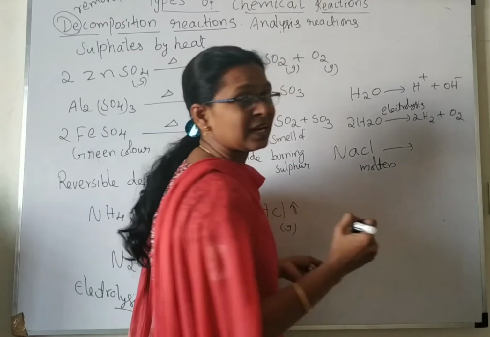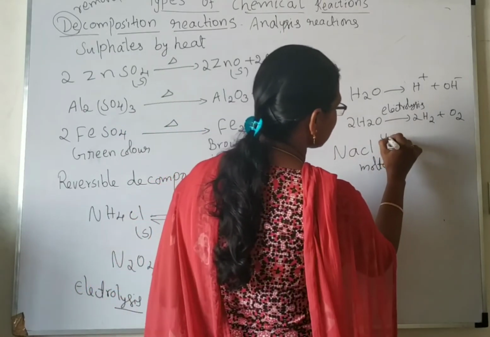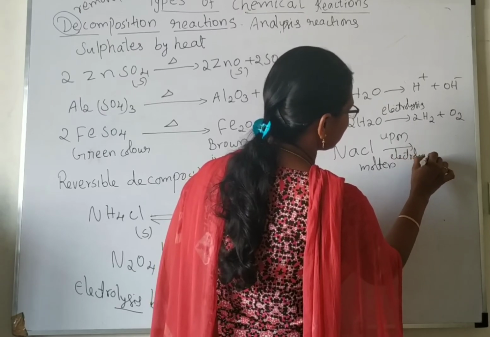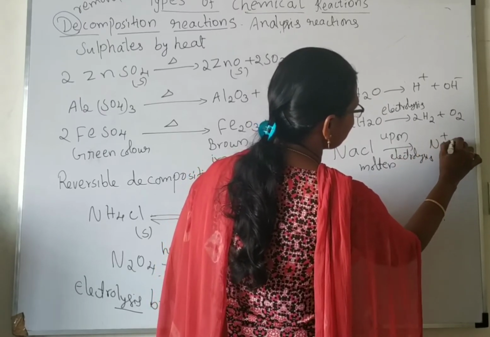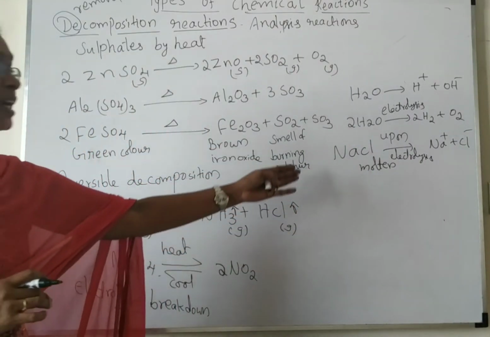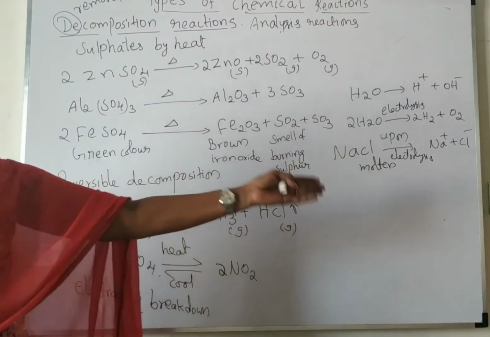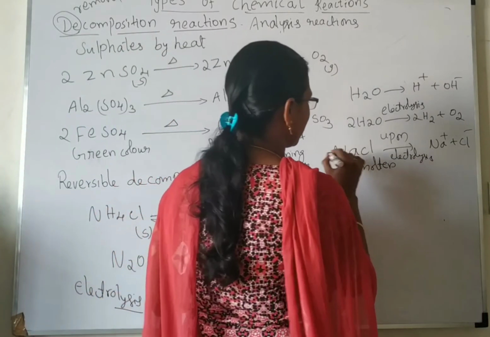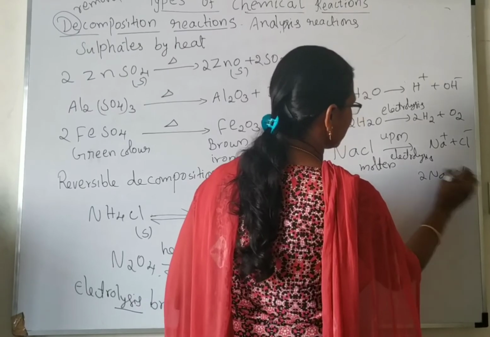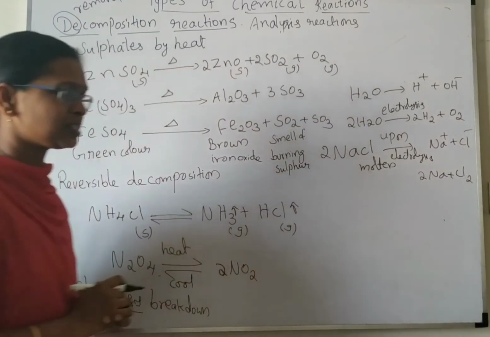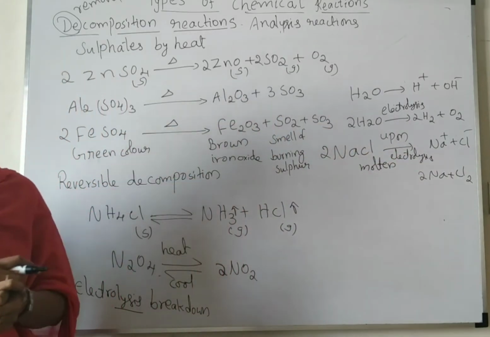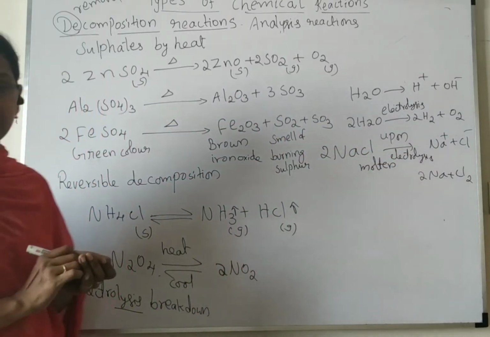So upon electrolysis, it is going to dissociate into Na plus and Cl minus. By applying electric current, this will happen like this. Or otherwise, 2NaCl should give 2Na plus Cl2. Now this is balanced. That is actually in the form of dissociation of ions. And next, some other reactions are there.